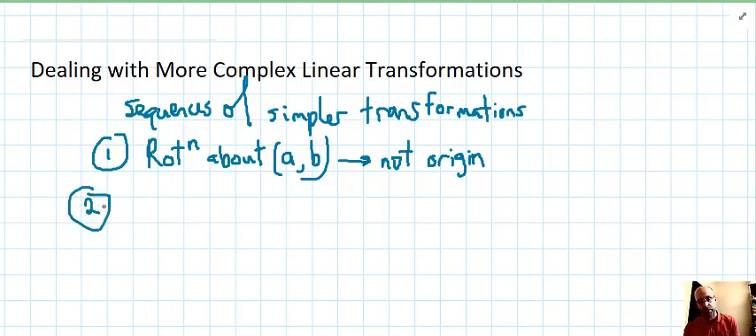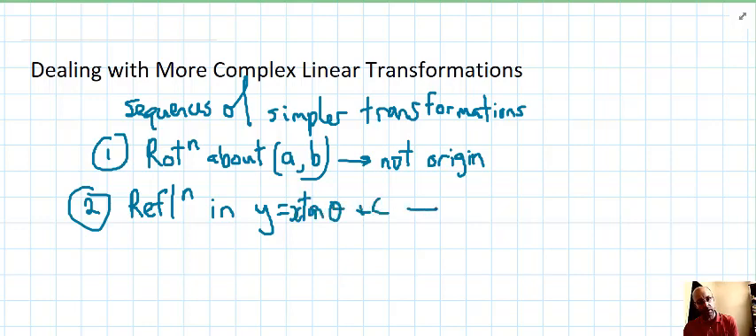And the second and final one was to do a reflection, you like my shorthand, reflection in y equals tan theta times x plus c, i.e. the line does not go through the origin.